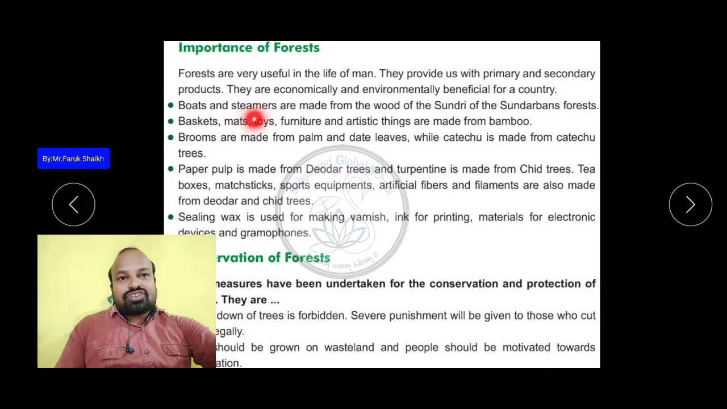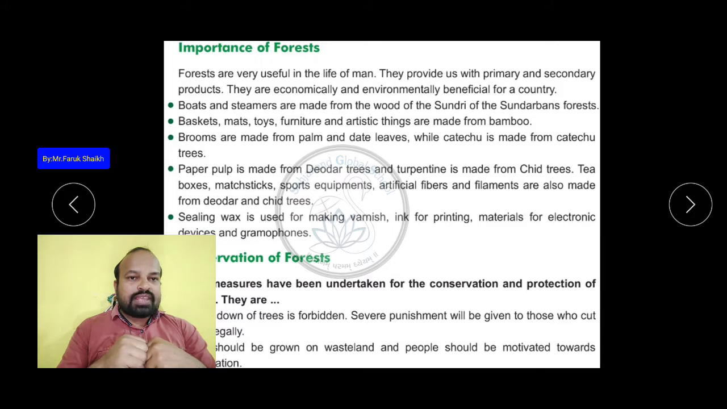Okay, let us see the uses or the importance of the trees. So boats and steamers are made from the wood of the sundari of the Sundarban forest. Okay, in West Bengal and Bangladesh the Sundarban forests are there, and in this region the sundari trees are grown, and the wood of these trees is very strong and durable. That is why from the wood of these trees the boats and steamers are made.